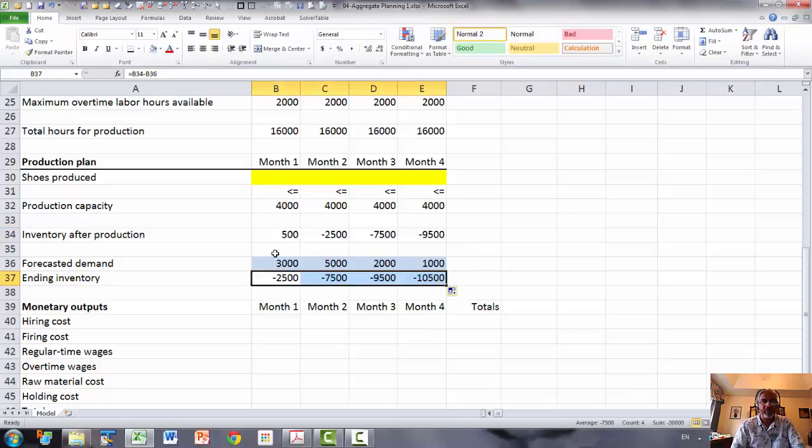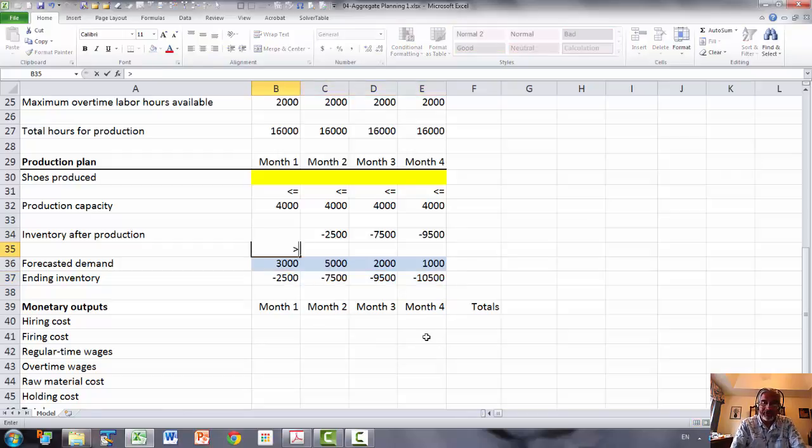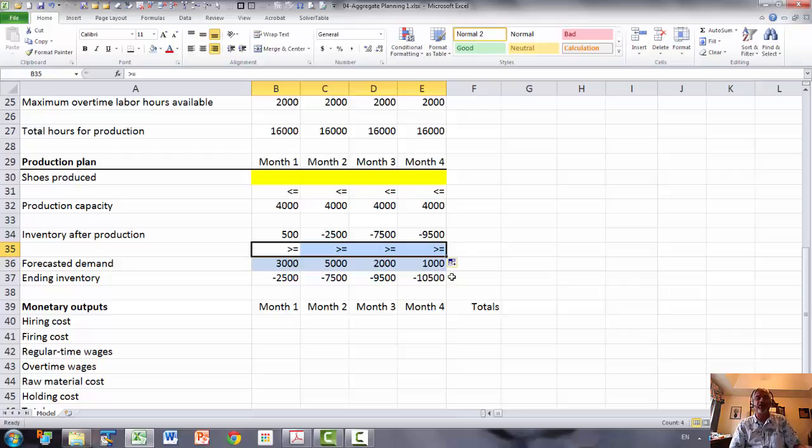So this will give us the required values. Once again, the inventory after production must be at least equal to the forecasted demand. Otherwise you'll end up not being able to satisfy the forecasted demand. So inventory after production has to be greater than or equal to forecasted demand. Once that is satisfied, the ending inventories will not be negative.